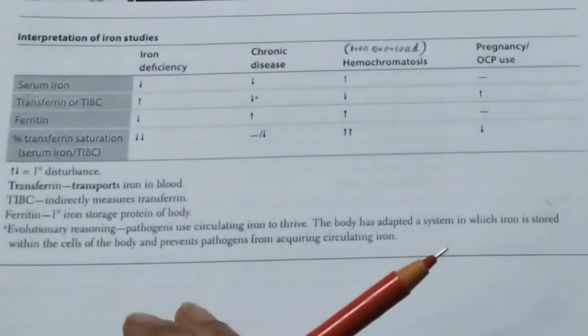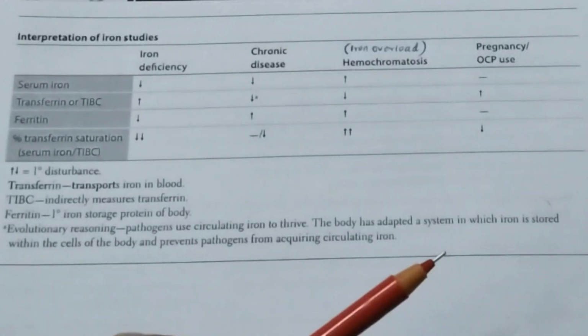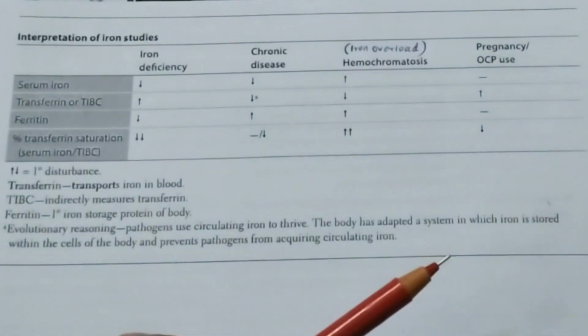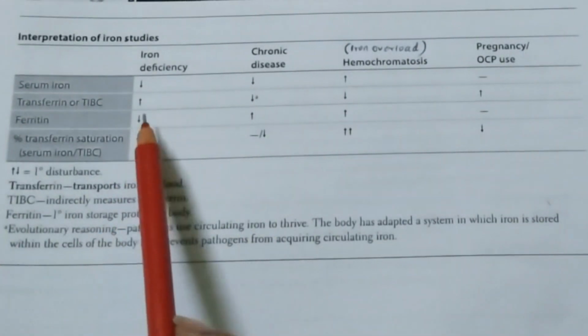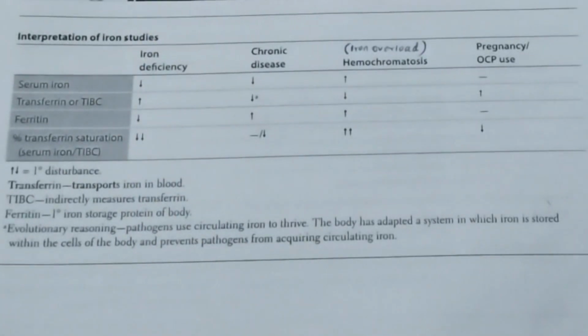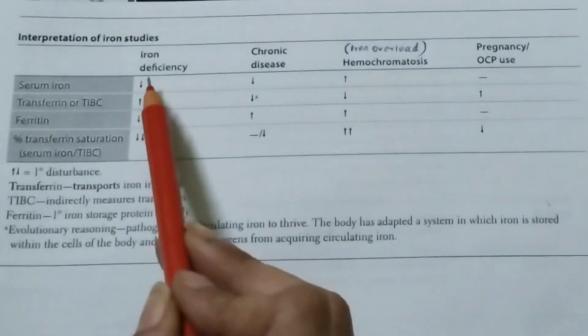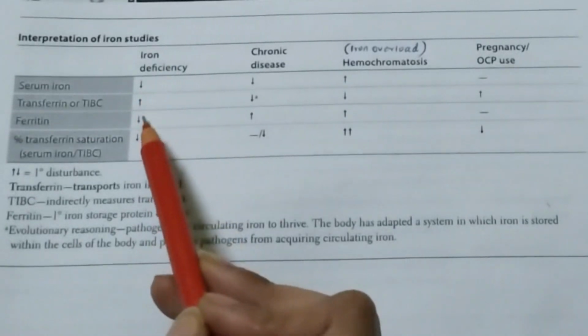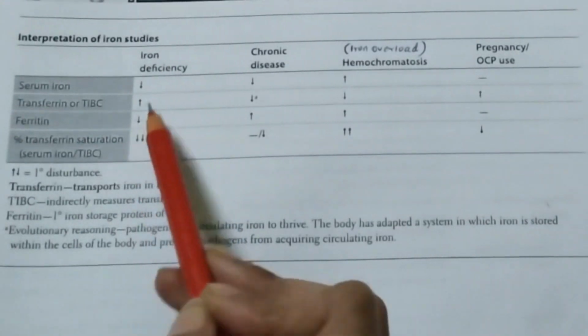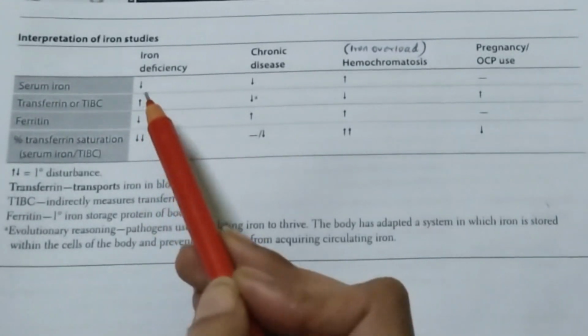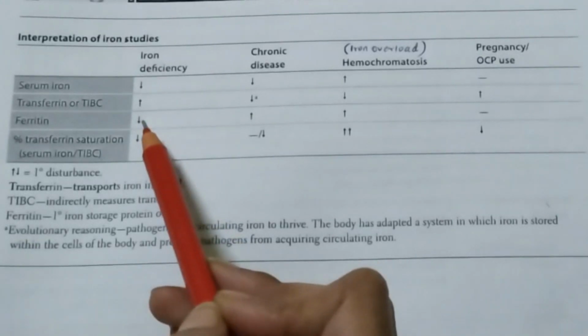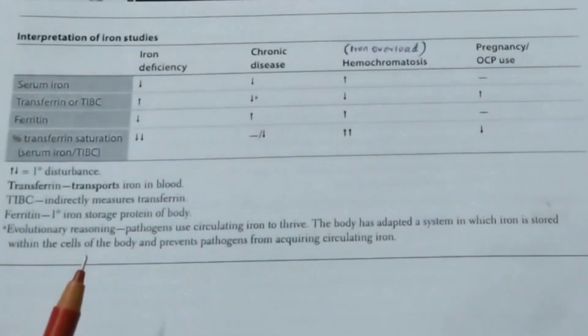Now there is one trick that transferrin and ferritin is just opposite to each other. If ferritin is high, transferrin will be low. If ferritin is low, then transferrin will be high and vice versa. Okay, so these three clear. Iron deficiency में iron कम होगा, iron का storage कम होगा, तो ferritin कम है, serum iron कम है. Ferritin और transferrin उल्टा होता है, इसीलिए अगर ferritin कम है तो transferrin ज़्यादा होगा.